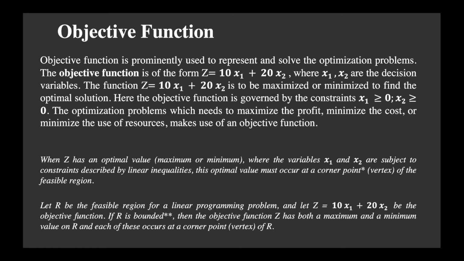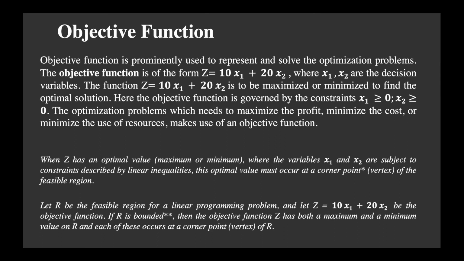The objective function is of the form z equals 10 x1 plus 20 x2, where x1, x2 are the decision variables. The function z equals 10 x1 plus 20 x2 is to be maximized or minimized to find the optimal solution. Here the objective function is governed by the constraints x1 greater than or equal to 0, x2 greater than or equal to 0. Optimization problems which need to maximize the profit, minimize the cost, or minimize the use of resources make use of an objective function.